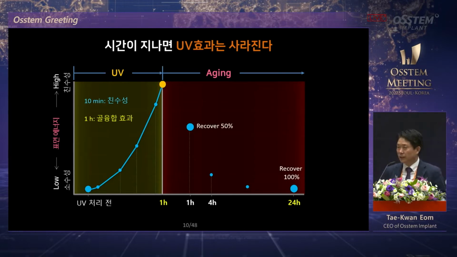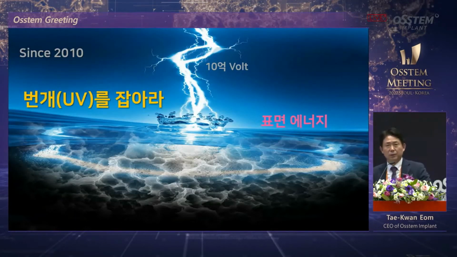So if you look at the yellow dot, aging occurs. Aging, the word can be involved here. So over a year, 50%. Over an hour, it is reduced to 50%, and over a day, it is reduced to 100%. So we thought about a mission. That is, catch the lightning, catch the UV. That is the name of the project given to our members in the R&D Center.